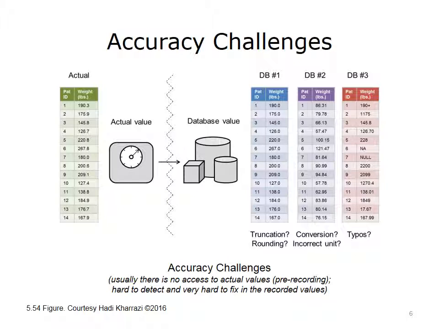For example, in the case of database 1, there is no way to know what was the truncated decimal. In the case of database 2, unless some extreme values reveal the unit conversion, the analyst may not know what has happened. And in database 3, there is no way to find out what has been omitted or mistyped.